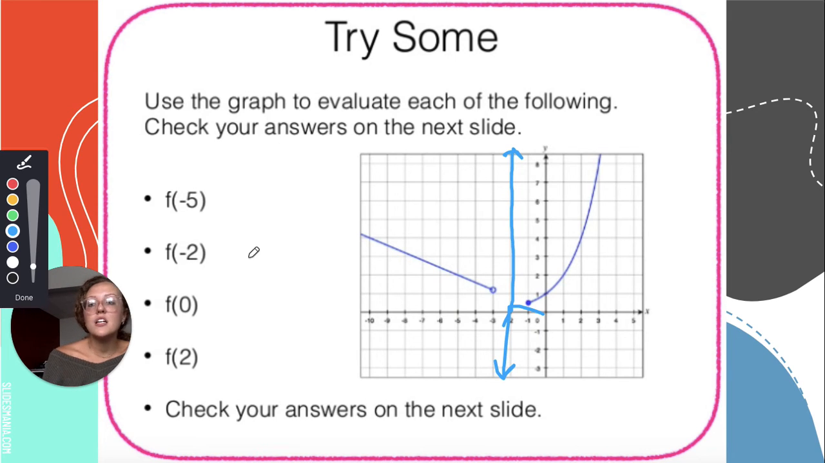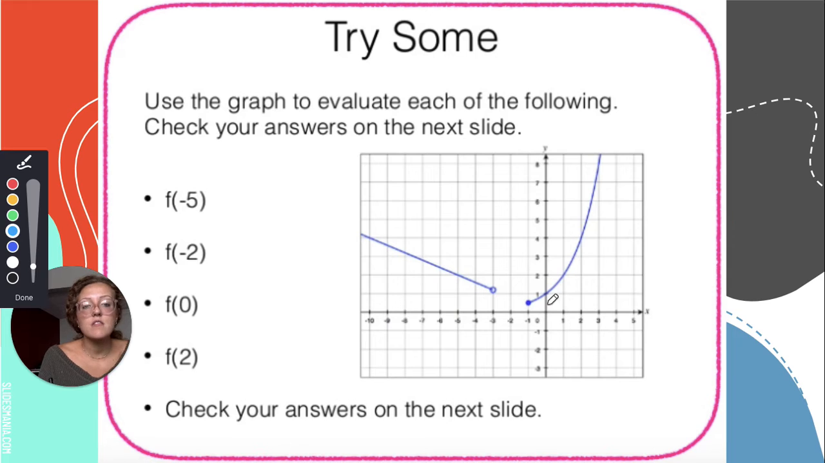So this is undefined. That's how we would write that. We would say undefined or UND. Sometimes people put UDF. The common one is UND. So it's undefined. There's no output for the input -2.